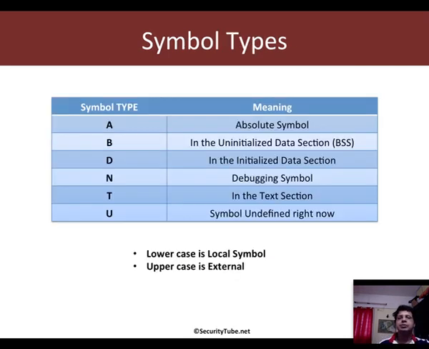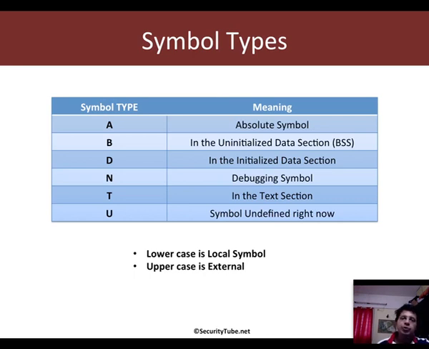Now, what symbol types are possible? Well, there are different symbol types. Capital A is basically an absolute symbol. Capital B is for the uninitialized data section, which means the symbol belongs to BSS or is inside BSS. Capital D is the initialized data section. N is a debugging symbol. T means it's in the text section. And U means the symbol is undefined.